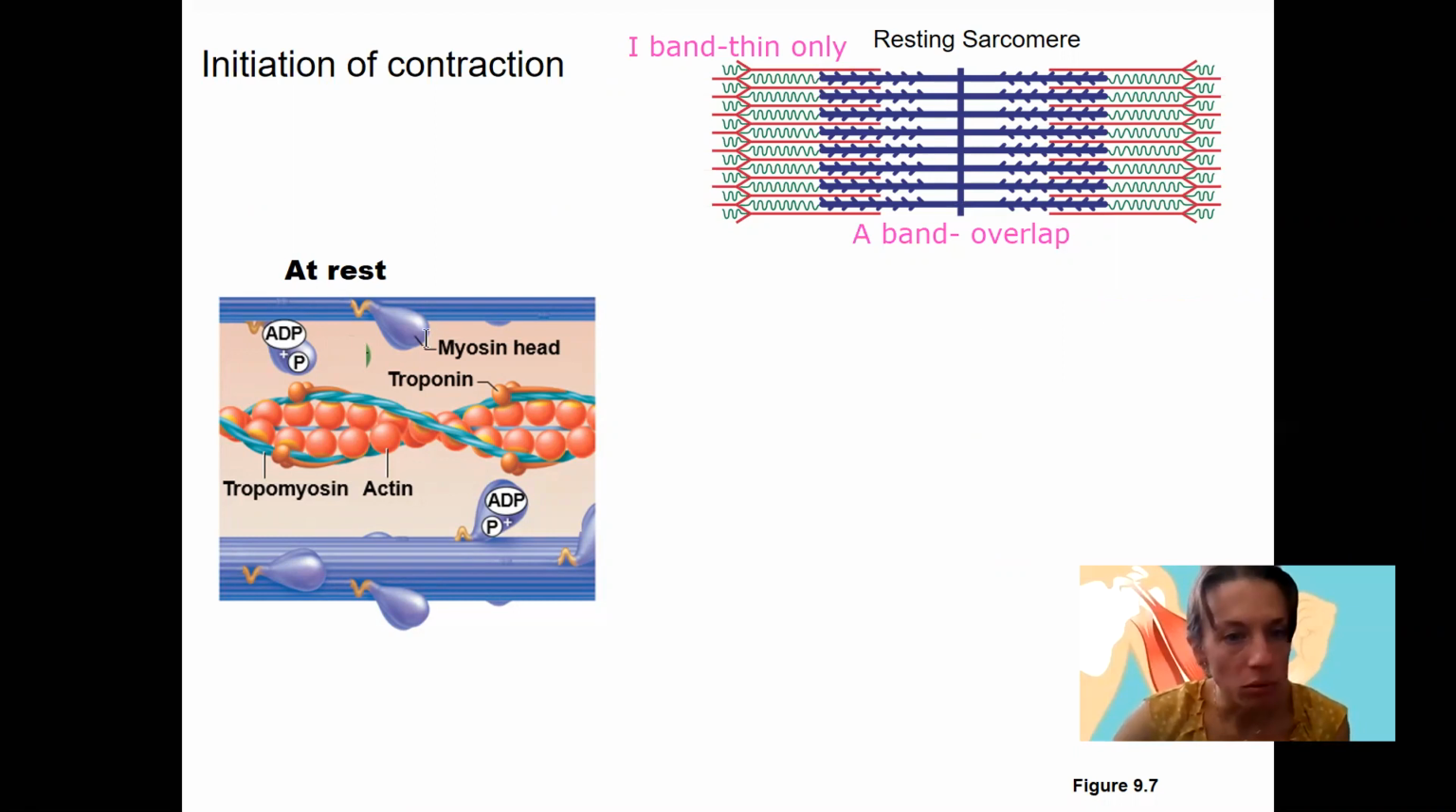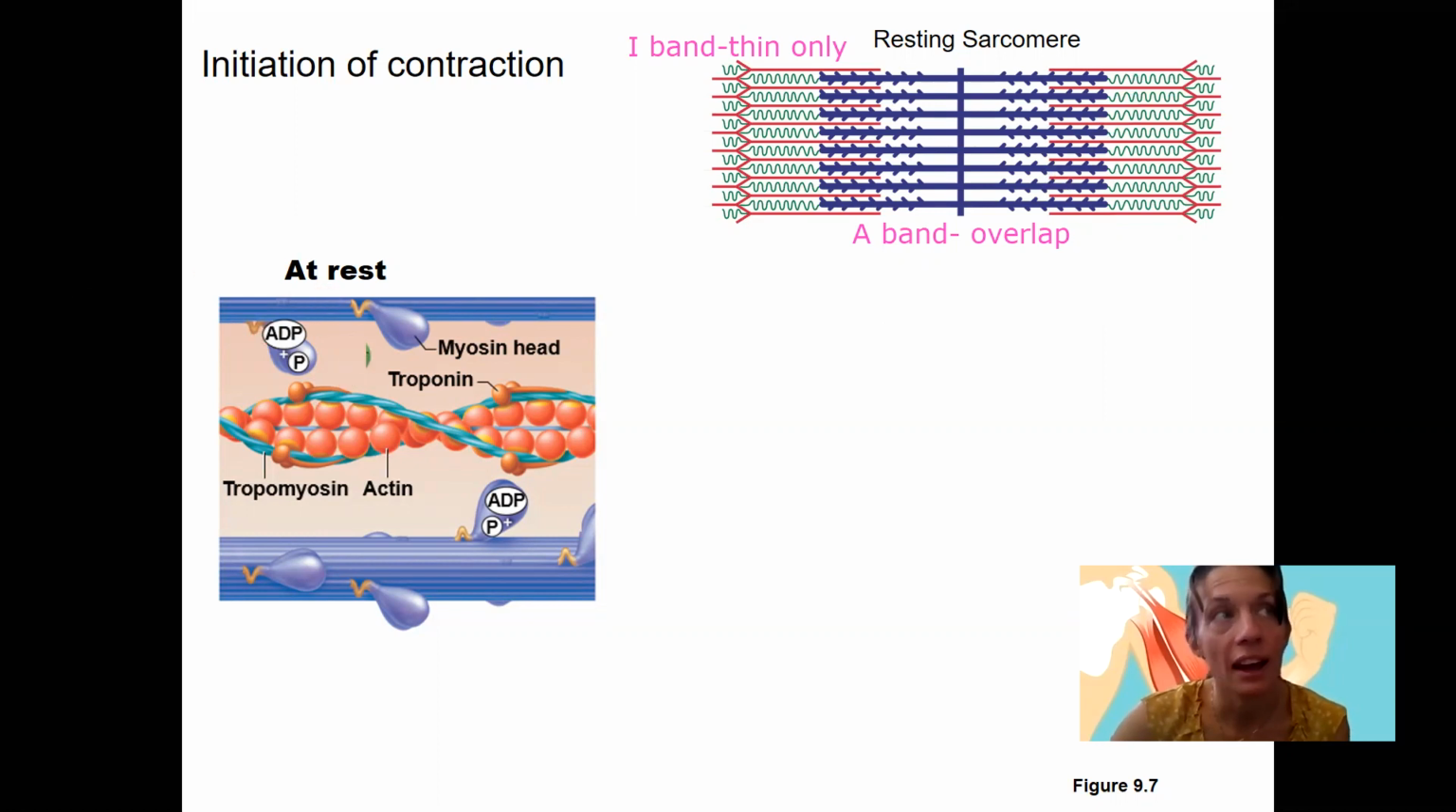At rest, we've got the thick filaments, which is myosin, and the thin filaments, actin. Red here, just like up here, and purple, just like up here, with those myosin heads. They are just sitting right next to each other, hanging out. Notice that the myosin heads are bound by ADP and a phosphate. That's ATP that's been broken down into ADP and a phosphate.